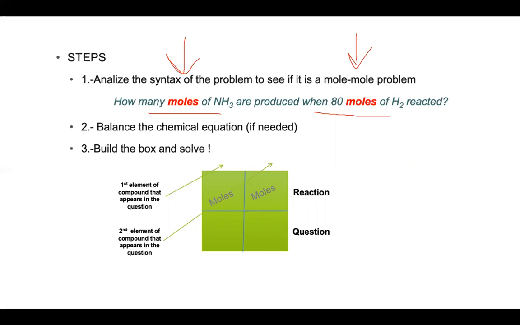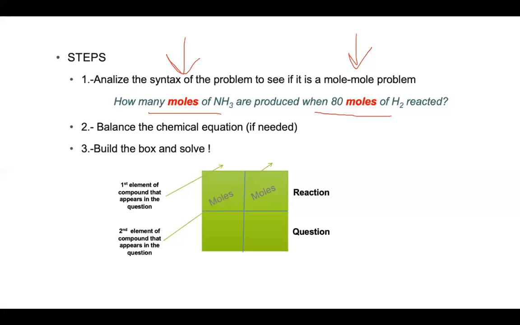After we analyze the syntax of the problem and define that it's a mole-mole problem, the next thing to do is balance the chemical equation if it is needed. As a hint, if you have coefficients in your equation, remember that coefficients are the big numbers in front of the compounds. If you already have them, it means that the equation is balanced. However, it's important that you double check your equation to see if it is balanced correctly.